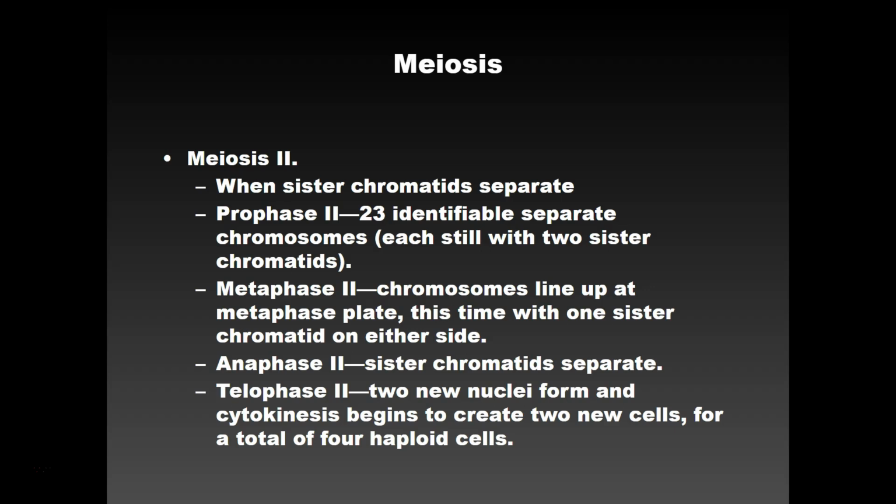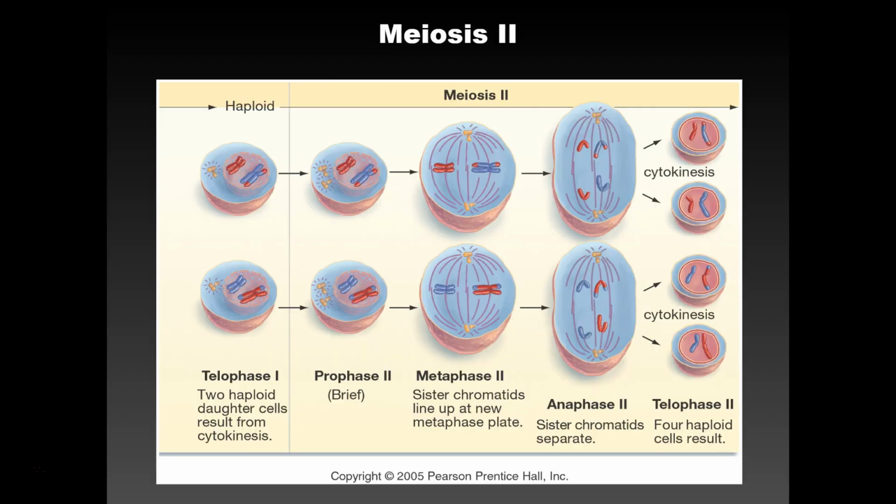But in metaphase 2, those chromosomes are lining up on the metaphase plate, this time with a sister chromatid on either side. And then during anaphase 2, those sister chromatids are going to separate. And in telophase 2, you're going to form 2 nuclei. Cytokinesis, or the pinching off of the cell, is going to begin, and you're going to wind up with a total of 4 haploid cells at the end.